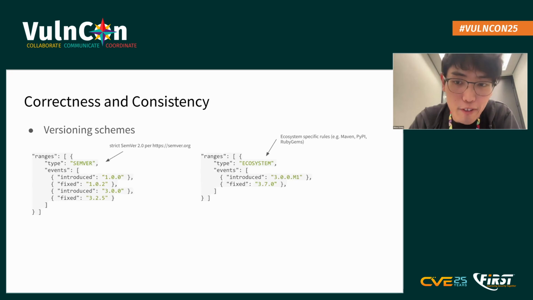Even Semver itself is a bit of an overloaded term. The official Semver 2.0 spec points to some very clear and unambiguous rules for version precedence and ordering. But in practice, very few ecosystems actually follow these rules. So in our schema, we distinguish between the strict Semver ordering as defined by the Semver 2.0 spec and ecosystem, which refers to the specific rules for the relevant ecosystem.